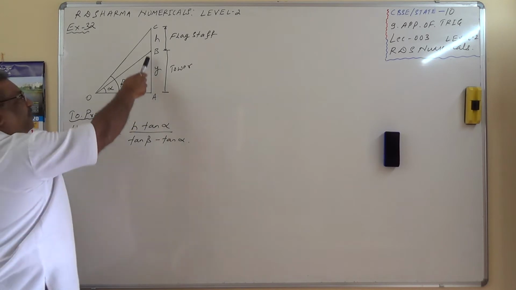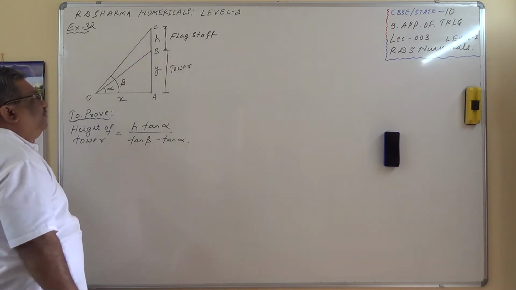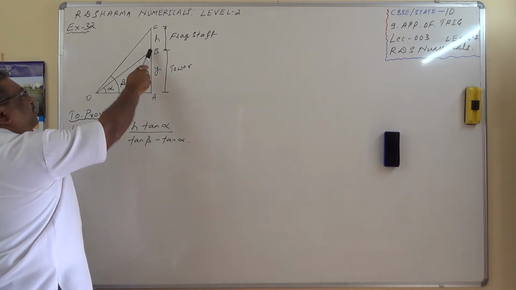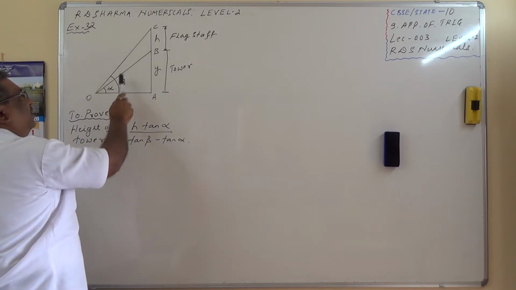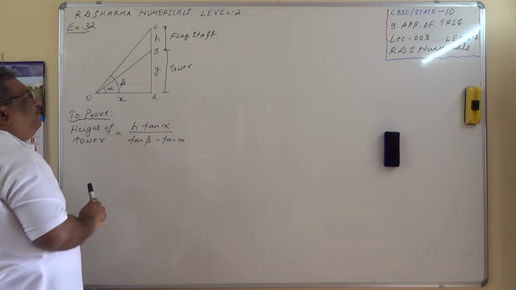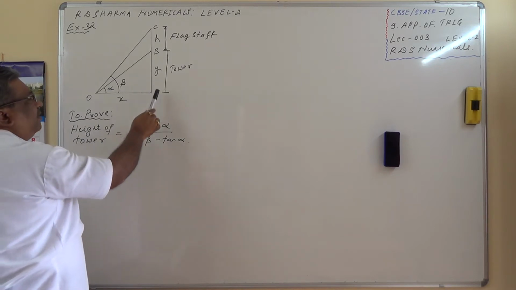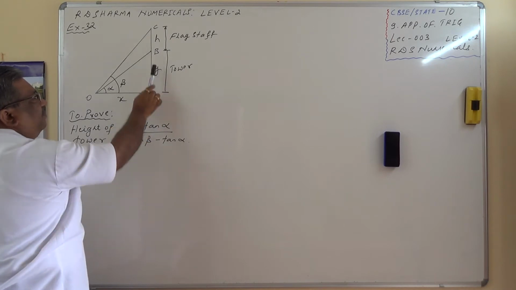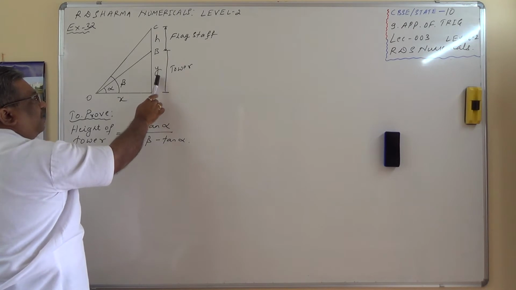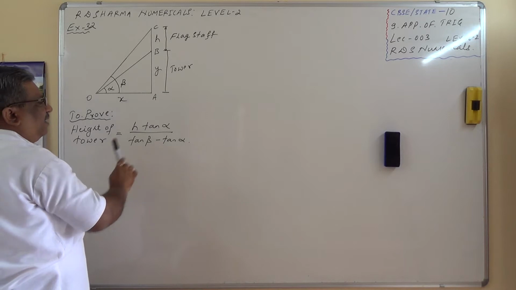There is a tower AB on which there is a flagstaff of height h. The angle of elevation of the bottom of the flagstaff is alpha and the angle of elevation of the top of the flagstaff is beta. In this case, we need to prove that the height of the tower, AB, which is y here, equals h tan alpha divided by tan beta minus tan alpha.